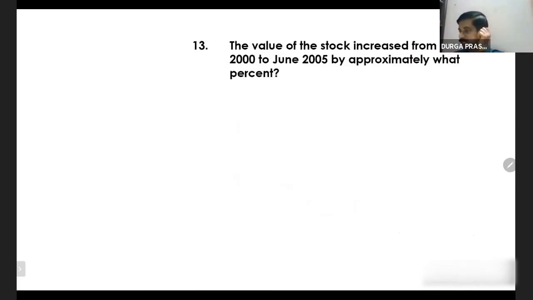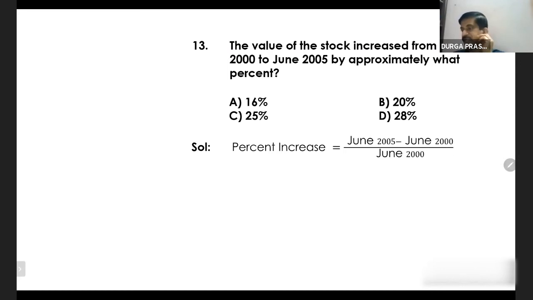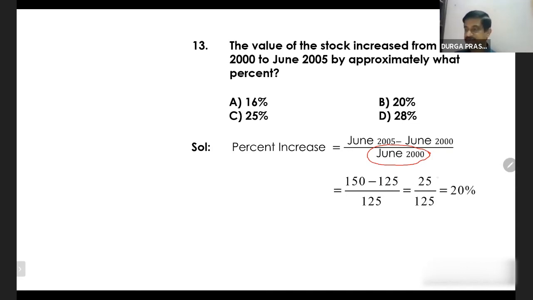So let us look at what we have identified. June 2005 to June 2000, the initial value is June 2000. Percentage increase means we multiply by 100. So 150 minus 125 by 125 into 100. So that is 25 by 125 into 100. So that is 1 by 5, and 5 cancels 5 times. So it's approximately 20%. The answer is B. Please note it fast.